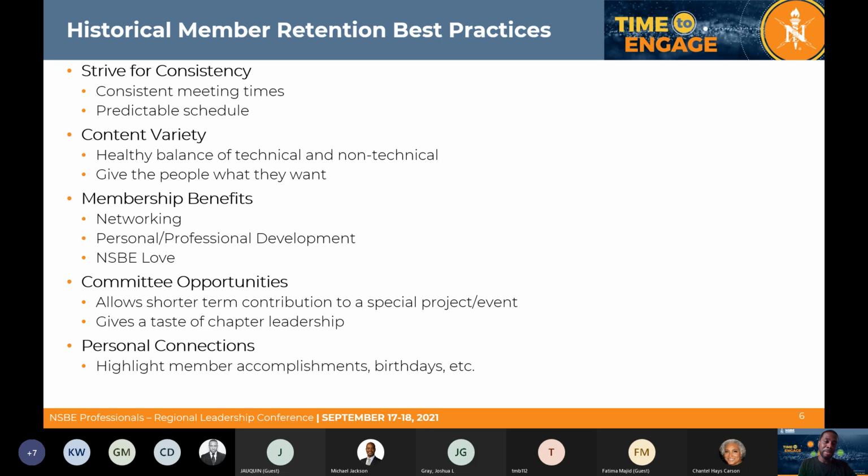So, any questions about retention or anything you want to add about these strategies? Does anybody have any success stories about convincing someone to stick with NSBE that might have been thinking about leaving?